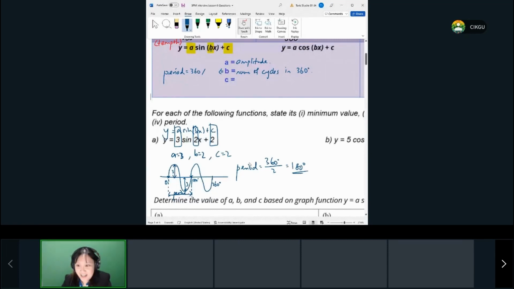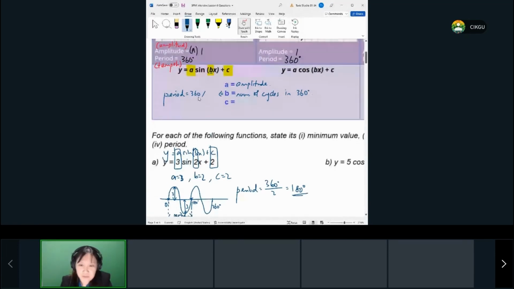Okay. So the formula for period, actually not really a formula, kind of logical thinking, but if you want to save your time, just memorize it as a formula. All you need to do is take 360 degrees divided by the number of cycles in there, then you can find out how long one cycle takes. Okay, done. So we've dealt with A and B, now C.